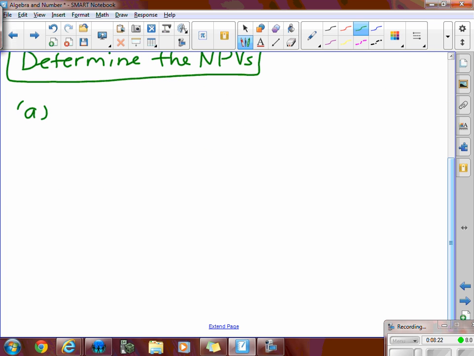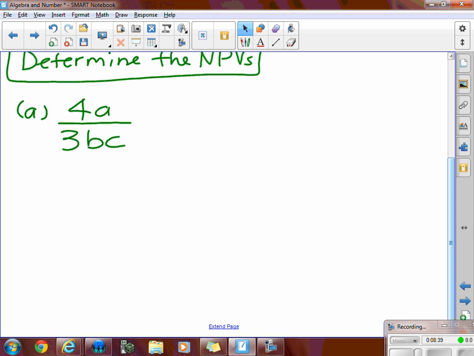So first guy, a, 4a over 3bc. Jake's question was, am I telling you what the variables equal? No, I'm not trying to get you to evaluate this expression. The variables could be anything, but what we're trying to determine are, if the variables can be anything, what can't they be? Because certain things will make this divisible by 0.